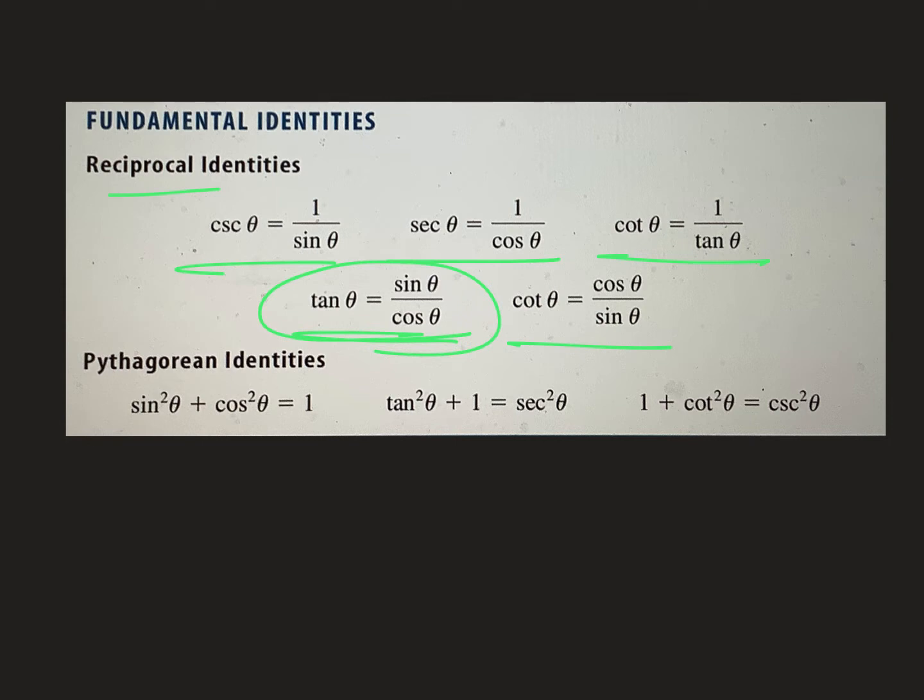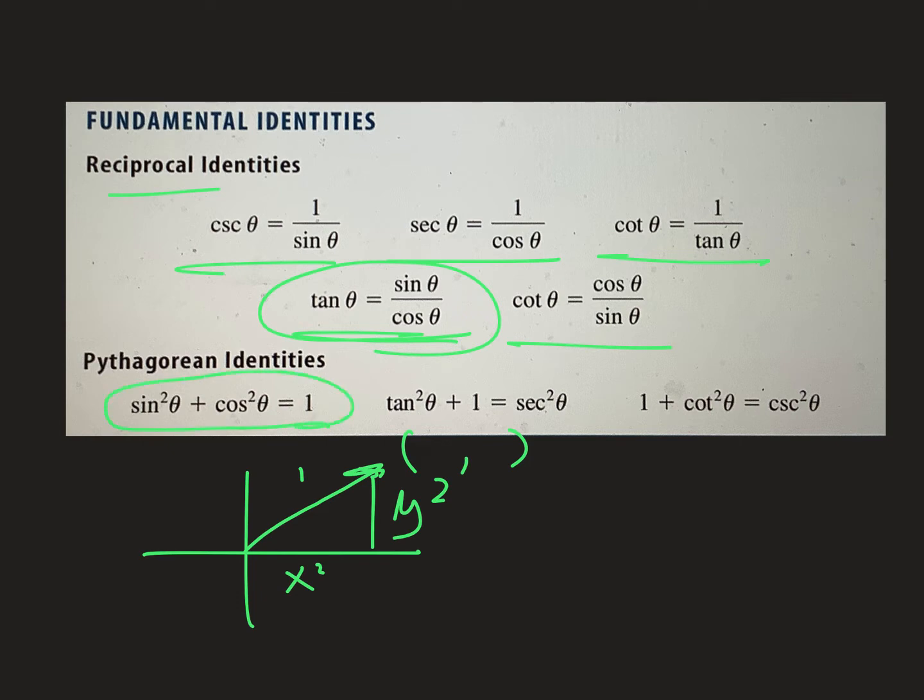Now these next three are called Pythagorean identities because they're based on the Pythagorean theorem. That first one, remember when we did these angles last week and we were talking about the cosine being the x and the sine being the y. Well, if it's a unit circle, if the radius is 1, then x squared plus y squared equals 1 squared, or just 1. So that's where it comes from. Sine squared plus cosine squared is 1.